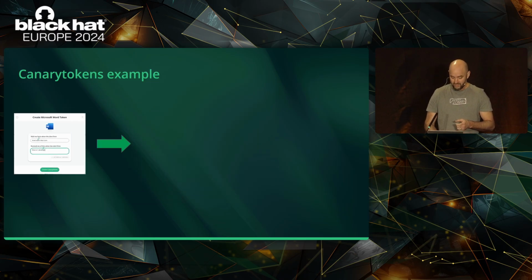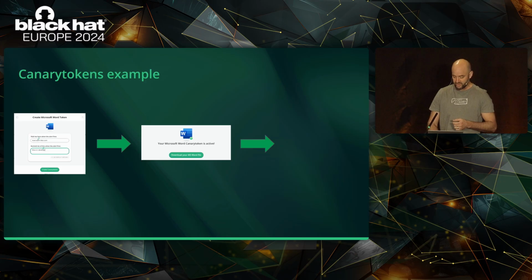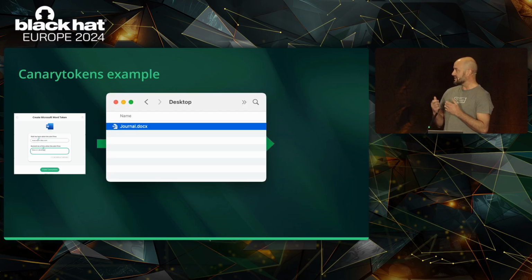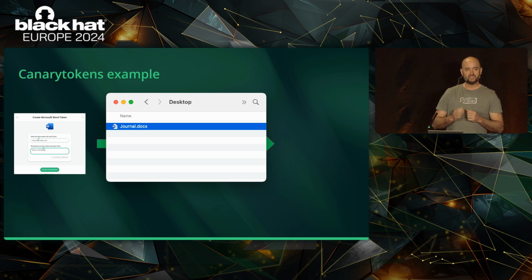We're going to let you download a Word document, and that Word document is going to be a unique Word document only you would get. You then put it on, say, your desktop folder, and you give it a juicy sounding name like journal.docx or passwords.docx, right? And you leave it there. You know what that thing is.